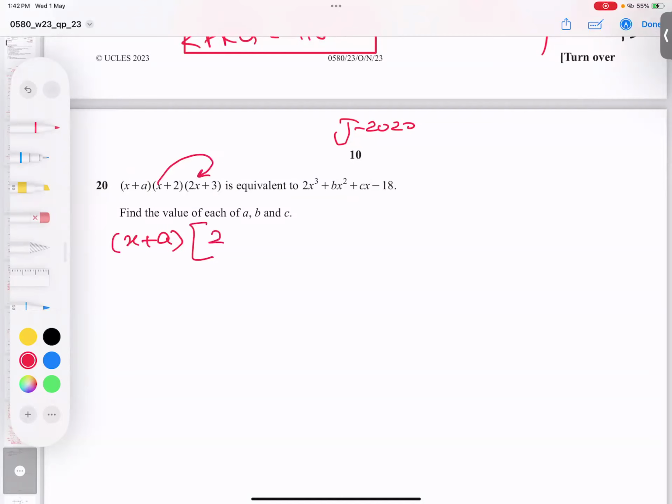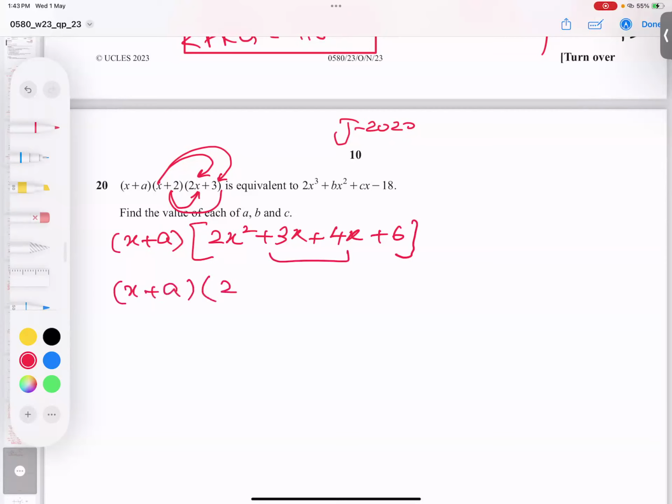x times 2x, I got 2x squared. x times 3, I got 3x. 2 times 2x, I get 4x. 2 times 3, I got 6. And simplifying these 2, I will take 1 extra step, then I can continue. I got 7x plus 6.